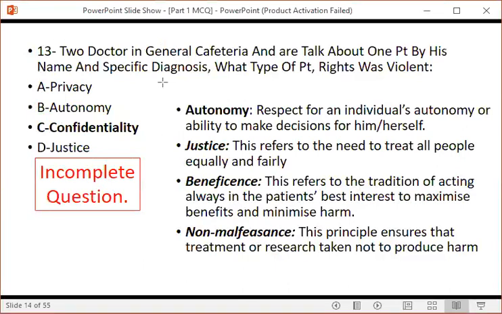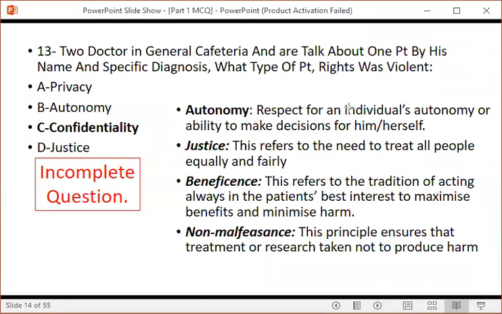Two doctors in the general cafeteria, and I'll talk about one patient by his name and specific diagnosis. What type of patient right was violated: privacy, autonomy, confidentiality and justice. طيب يهمنا نعرف كل واحدة فيهم. السؤال هذا صراحة غريب شوي. Because privacy and confidentiality قريبة جدا على بعض and it's related to each other. لكن يهمنا بشكل عام نعرف تعريف كل واحدة.